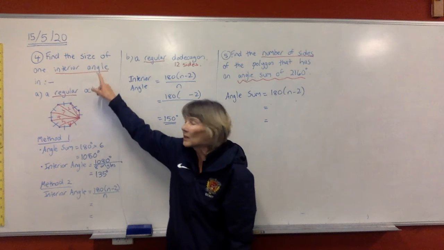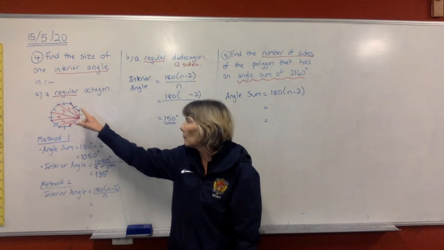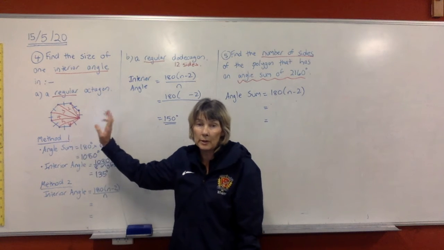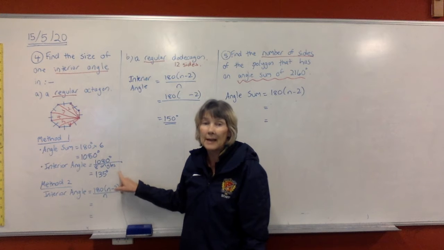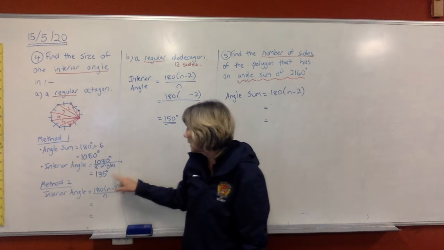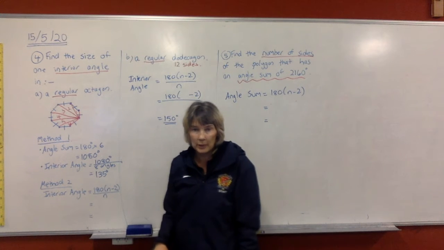So to get the size of one interior angle, and remember that all the angles in a regular polygon are the same, we're going to take 1,080 degrees and divide by the 8 angles that are all exactly the same. It gives you 135 degrees.